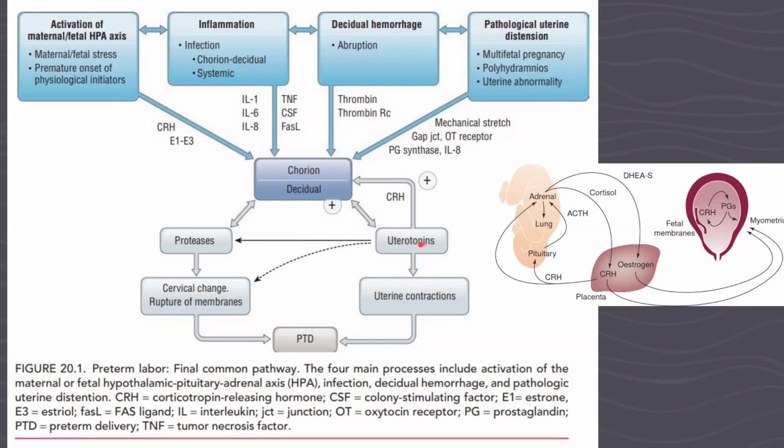So uterotonins are basically the hormones that stimulate contraction. It's also going to stimulate enzymes that cause cervical change and rupture of membranes. And then you have this positive feedback again, and that leads to preterm labor.